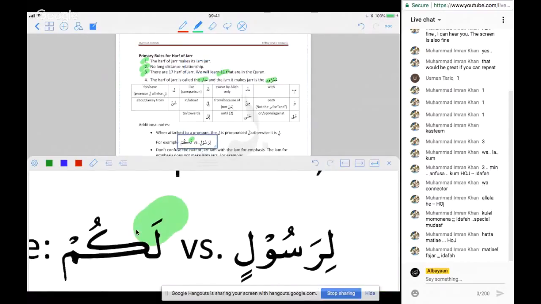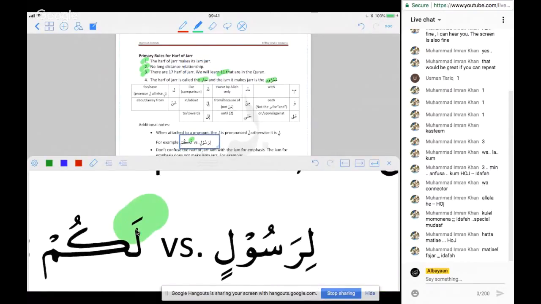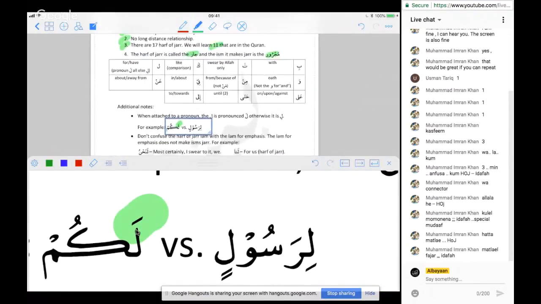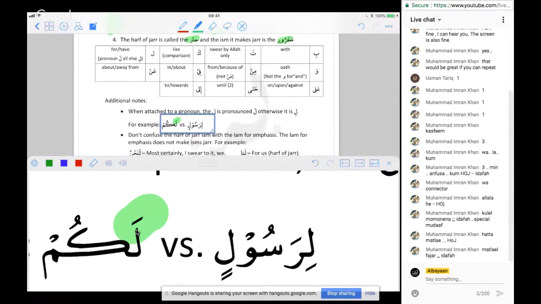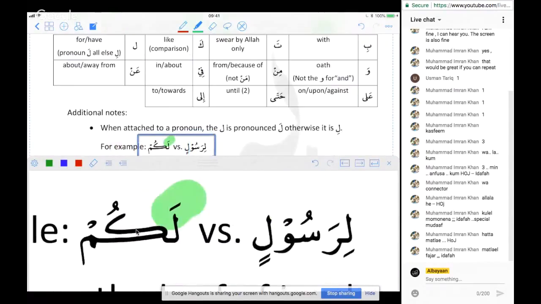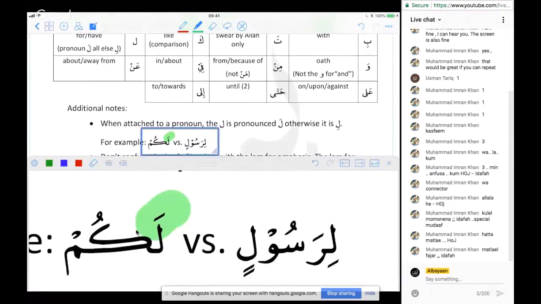When you have the lam used with the pronoun, it usually has a fatha. But when it's used with any other ism, it usually takes a kasra. The pronunciation is la and li. With the pronoun, you would say lakum. With the ism, you would say li. Okay, just keep that in mind.